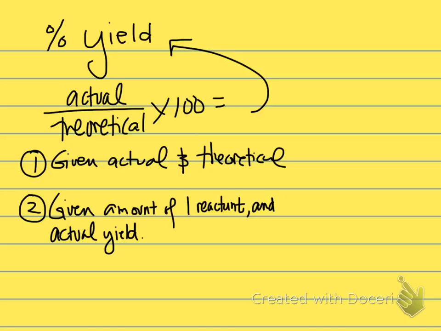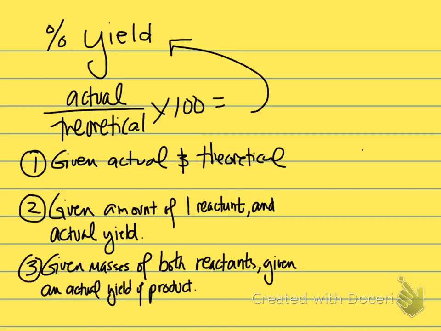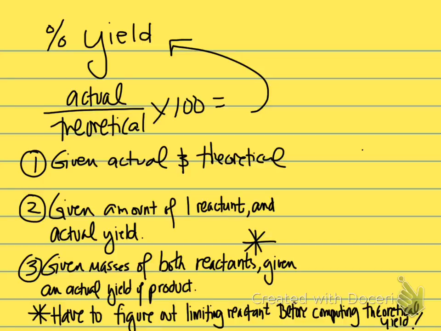What we haven't done yet is the hardest kind of percent yield problem. You knew that this was coming. I wasn't recording. So in this third type, before you can even figure out the theoretical yield to compare it to the actual, you have to figure out which reactant is limiting, because that limiting reactant is going to control how much product you can make. So we'll put a star on that. So yeah, in that third type, you have to figure out the limiting reactant before you can compute your theoretical yield. So let's go ahead and do one like that.